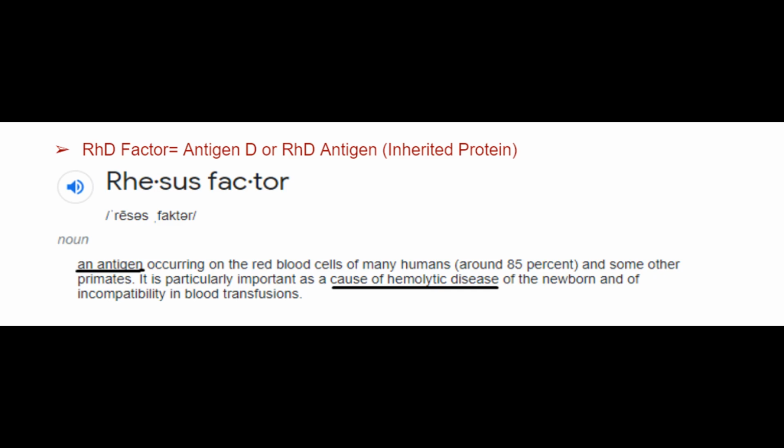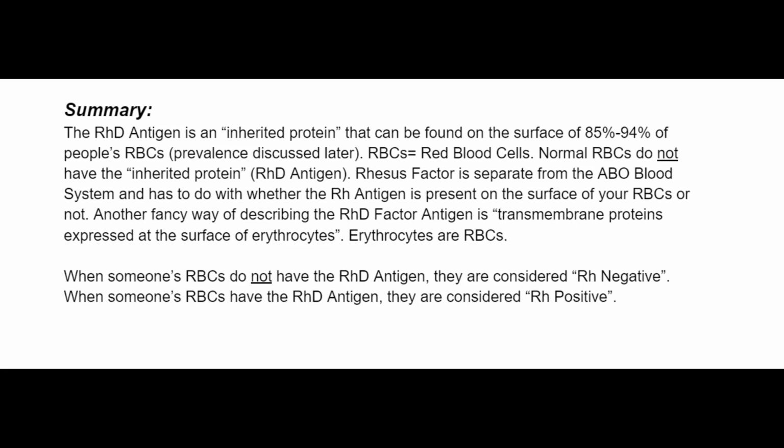Much like you would if you went to get tested for COVID, you would be tested for the antigen, and you would either test positive or negative. Summary: the RhD antigen is an inherited protein that can be found on the surface of 85% to 94% of people's RBCs. Prevalence will be discussed later.